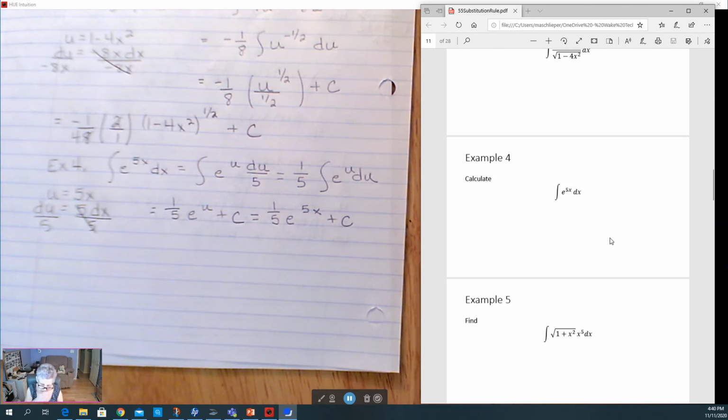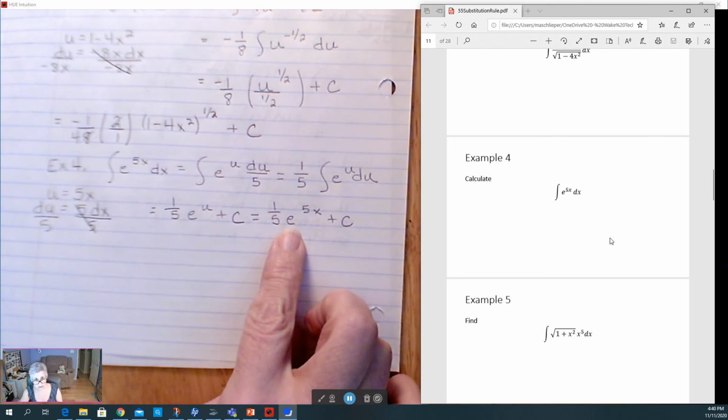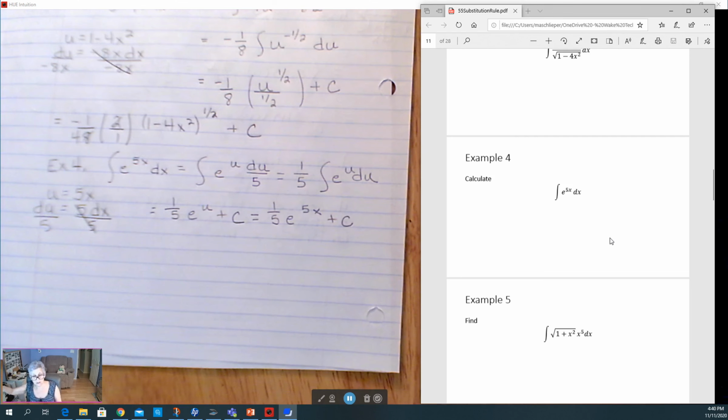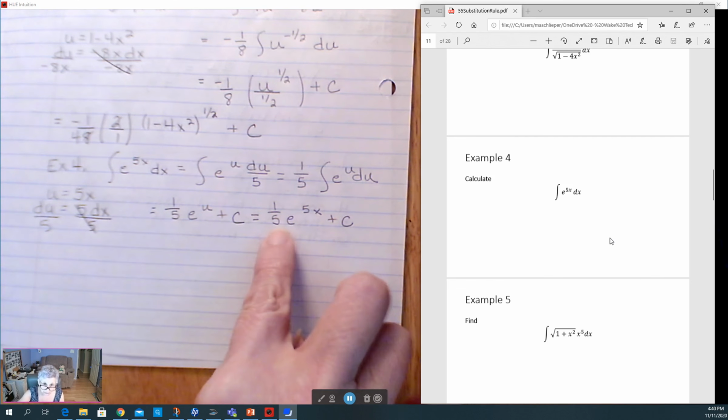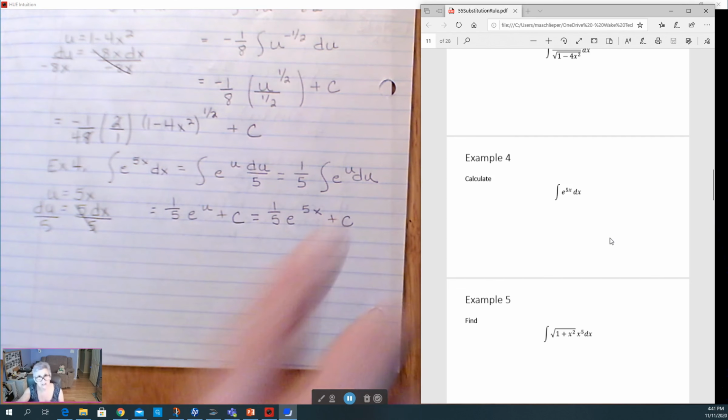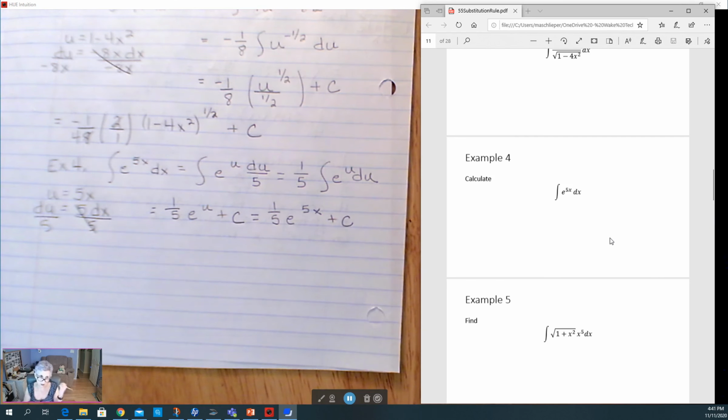Now this one you've probably memorized anyway, because when you took the derivative of e raised to a number times x, you got e raised to the number times x times the number. And when you take the integral, you get e to the number times x divided by the number because they're opposites.